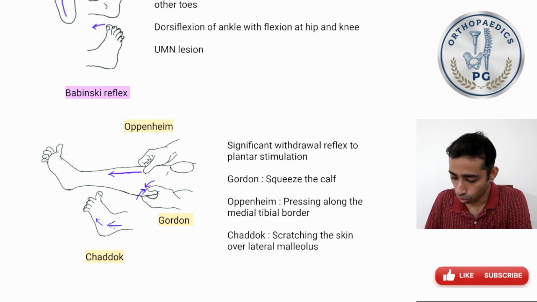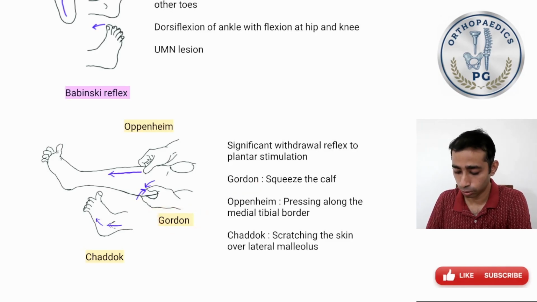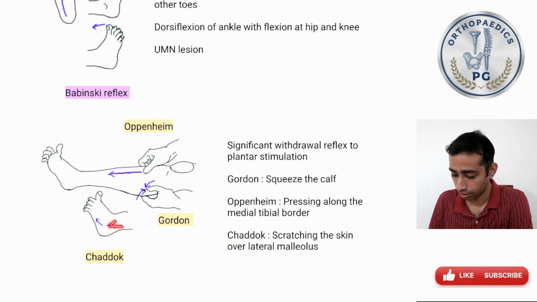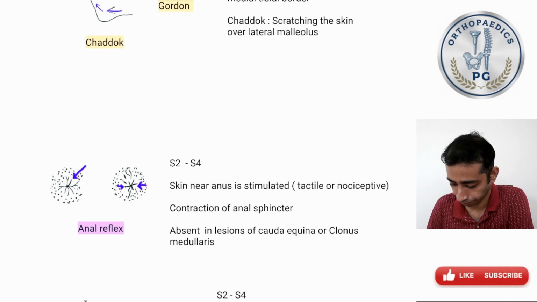These are the Gordon reflex, in which the same thing occurs with squeezing the calf; the Oppenheim reflex, where you press along the medial border of the tibia; or the Chaddock reflex, where you scratch the skin over the lateral malleolus area. The interpretation is the same as the Babinski reflex.